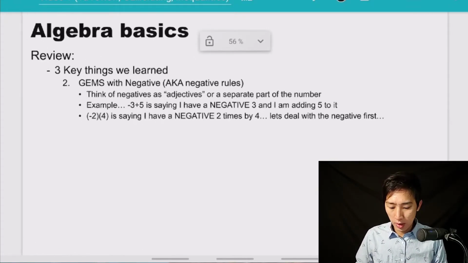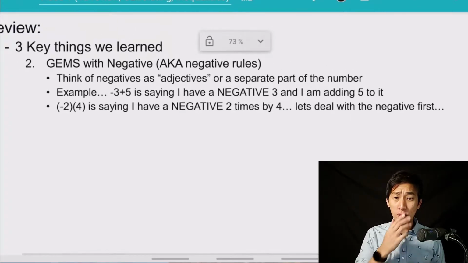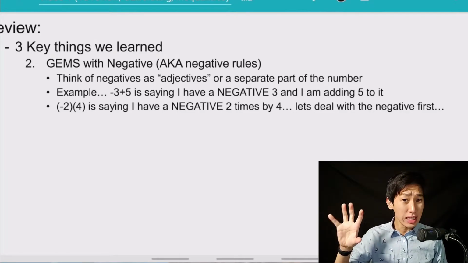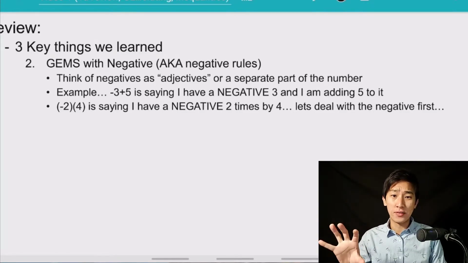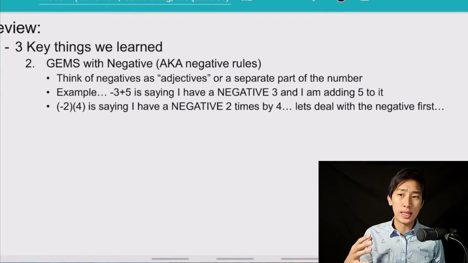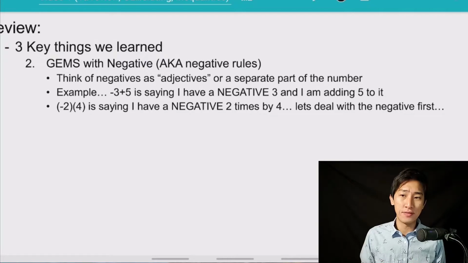The next thing that we went over is how to deal with negatives in GEMS. Unfortunately, we didn't get to go over this in class with everyone, but basically the main thing is you have to think of negatives as adjectives, separate to the number. For example, I have -3. That's saying I have a negative version of the 3, and we have to separate it. So when we're doing addition or subtraction, saying -3 plus 5 means I have a negative version and I'm adding a +5 to it.